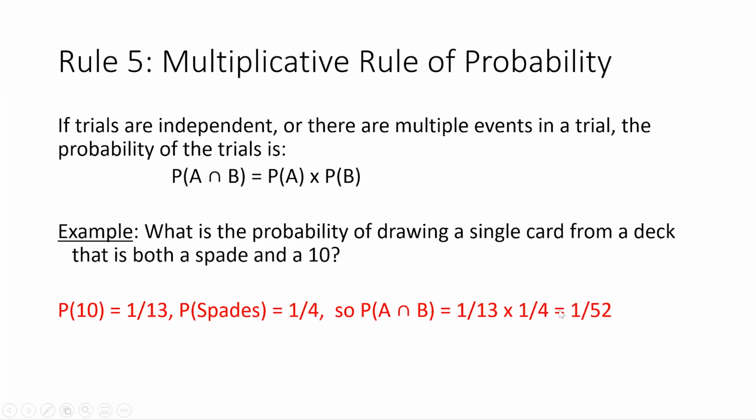So we also know, if you're familiar with a deck of cards, right, there's only 1 10 of spades. So this checks out. We know that the probability of getting the 10 of spades is 1 in 52. There's only 1 out of the 52 cards. But mathematically, we can also show that using the multiplicative rule of probability.